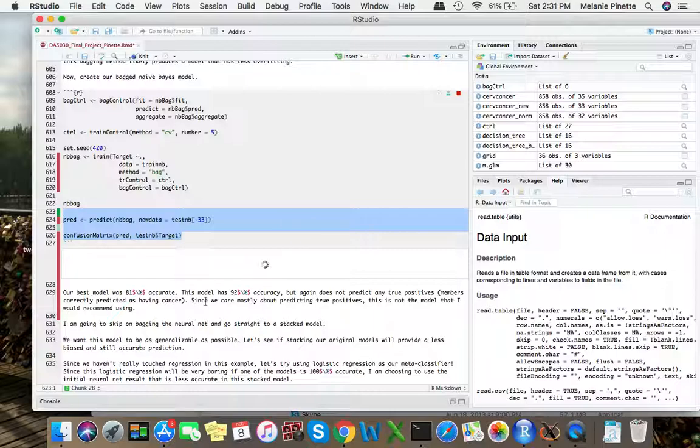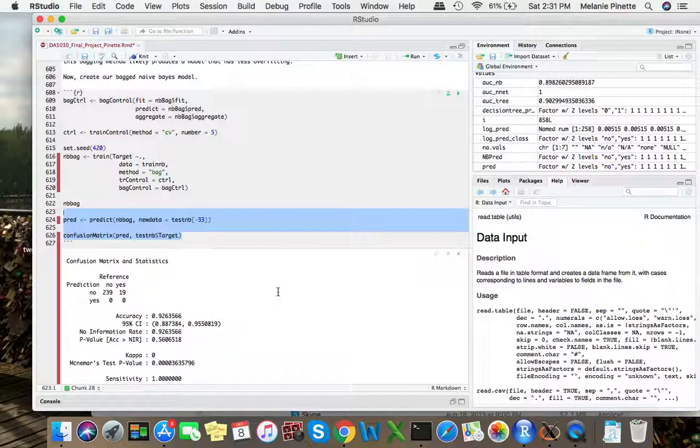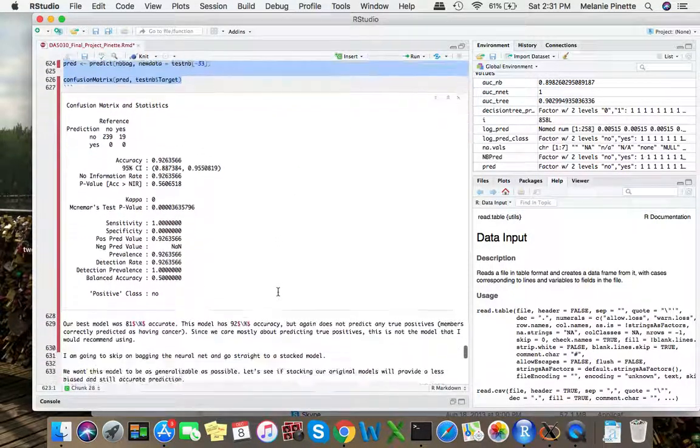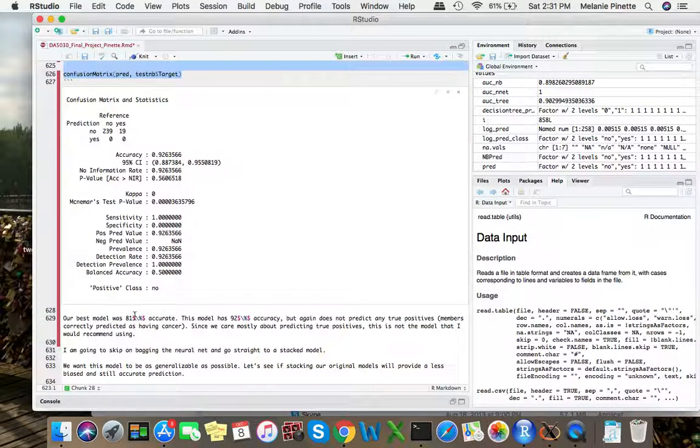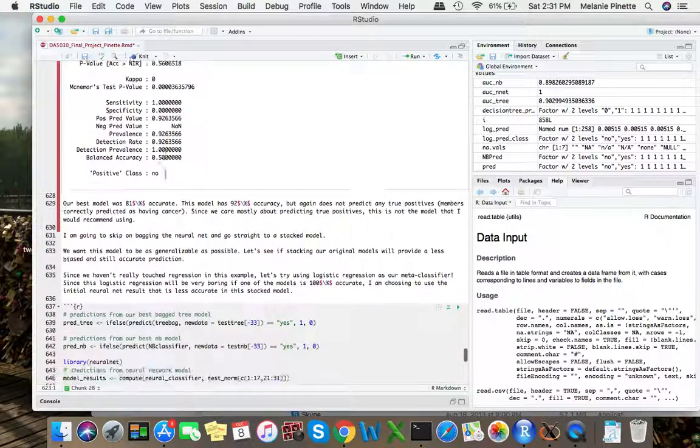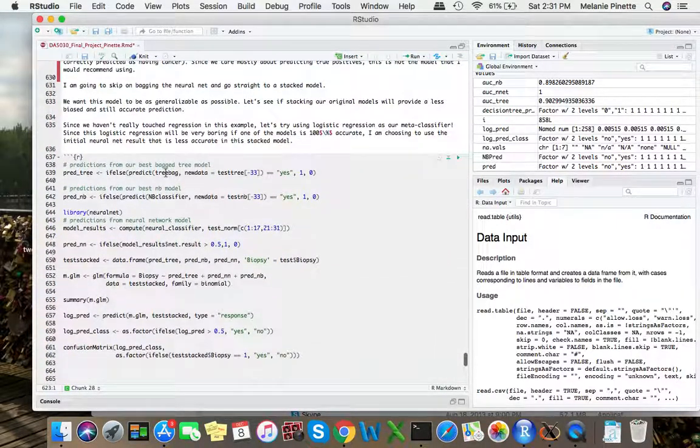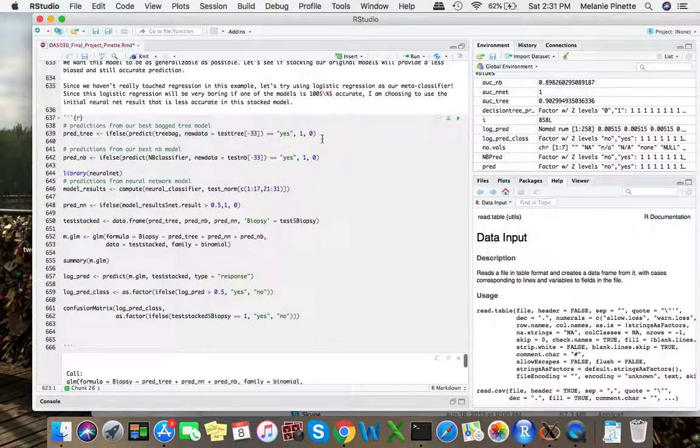So when we ran this earlier, the model has 92% accuracy when we bag on the naive Bayes. Okay, yep, that held true. And our best model for naive Bayes previously was 81%, but when we bag, we lose the accuracy in predicting those with cancer. So we'll stick to our original model results and not do any bagging here.